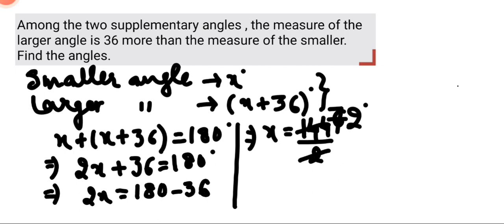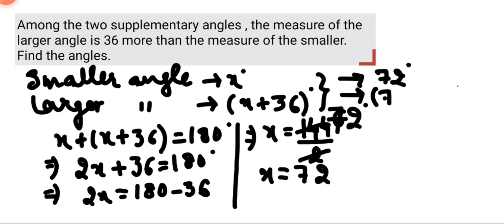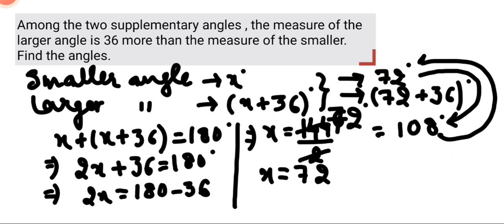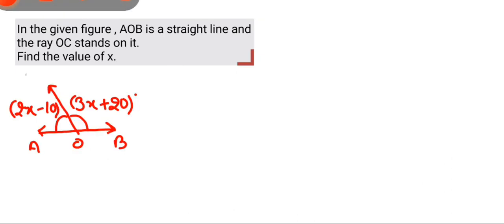72 degrees. Clear? Now x is equal to 72 degrees, and from here the smaller angle becomes 72 degrees and the larger angle becomes 72 plus 36 degrees, which equals 108 degrees. So we can say the supplement to the 72 degree angle is 108 degrees and the supplement to 108 degrees is 72 degrees. So this is how we solve the first question. Now let's move to the second question.